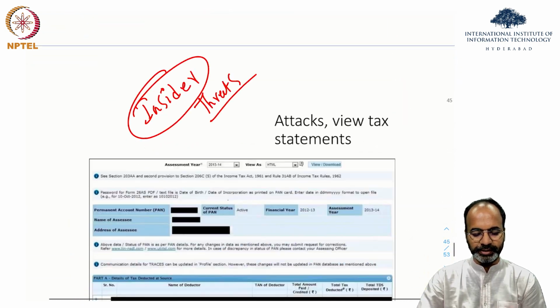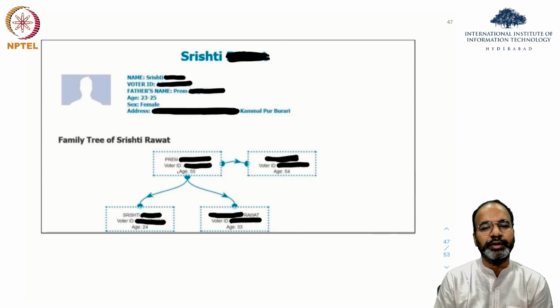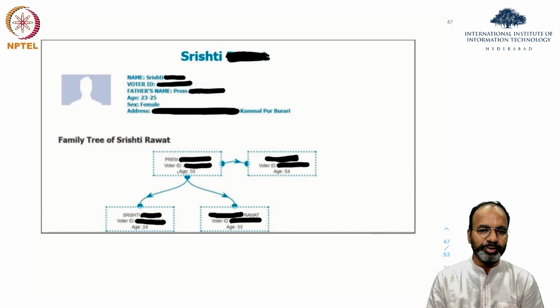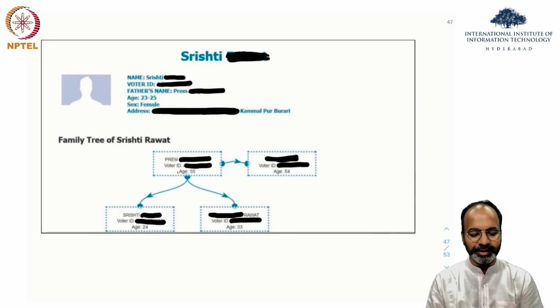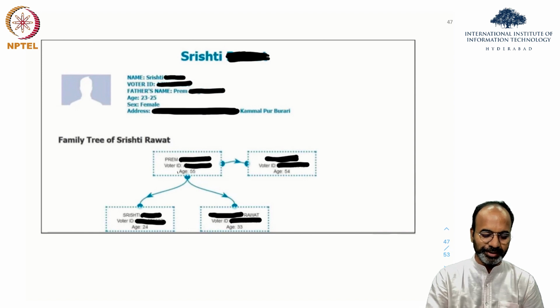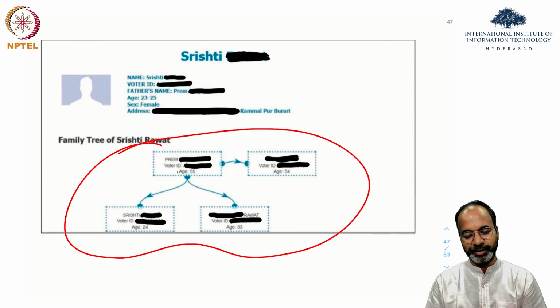So in this case, the input is, let's assume somebody is in your train compartment, you saw the name, you wanted to look at who this person is. You gave the input into the system, Srishti Gupta again, let's take. You get the voter ID, all that. The most interesting aspect here in this example is Srishti Rawat. The most interesting thing is the family structure that you can get.